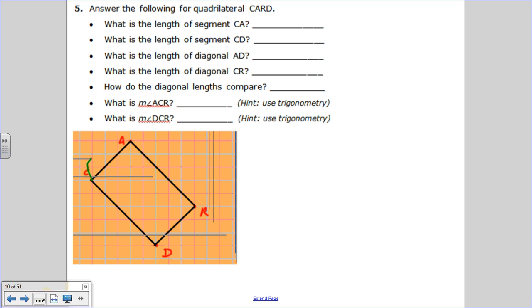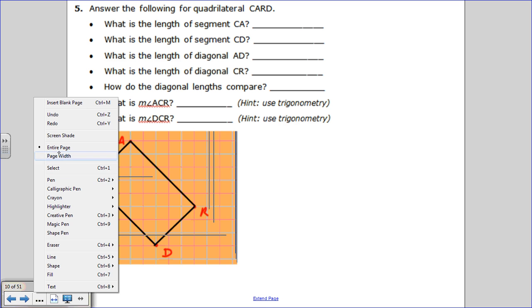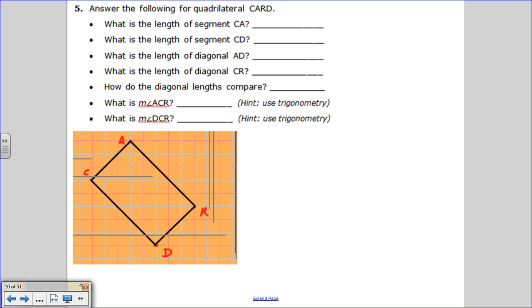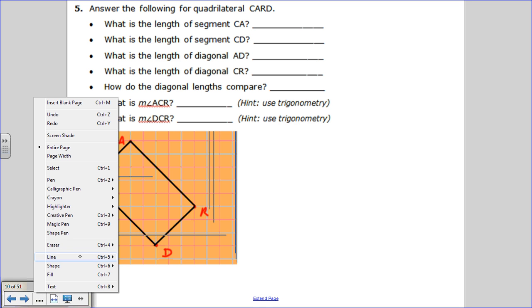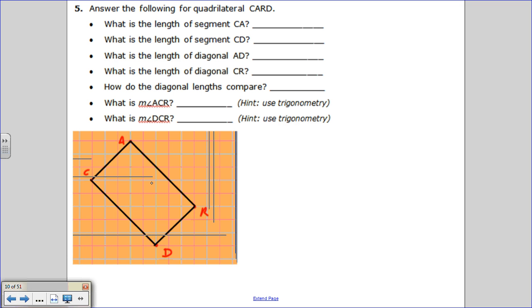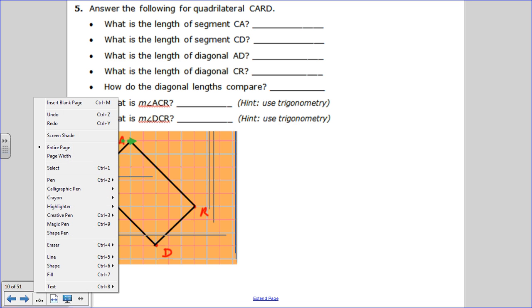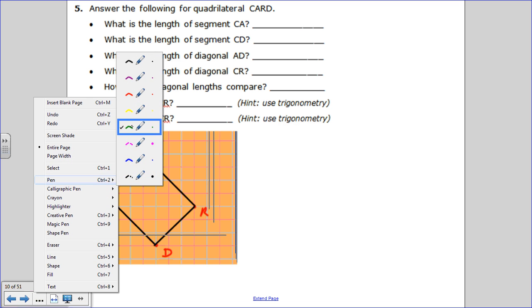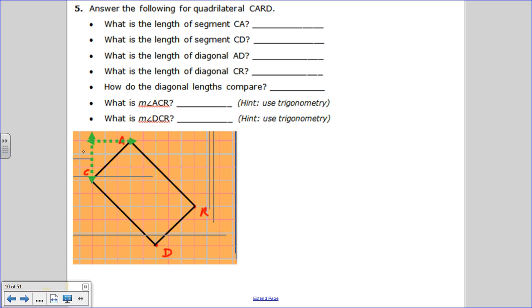I want them to be straight, so I'm going to use the line tool. Alright. Go up and over. And in the process of doing that, you can count how many times up was 3 and how many times over was also 3.